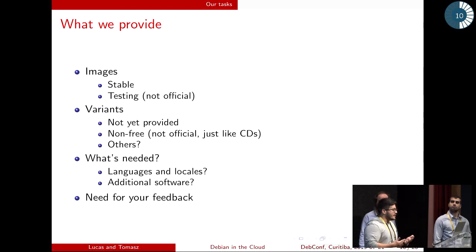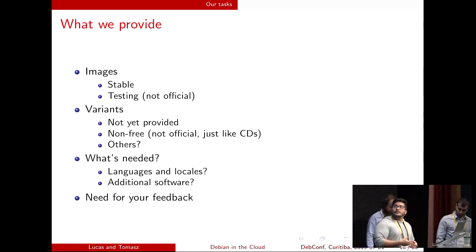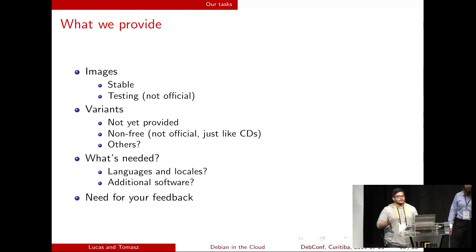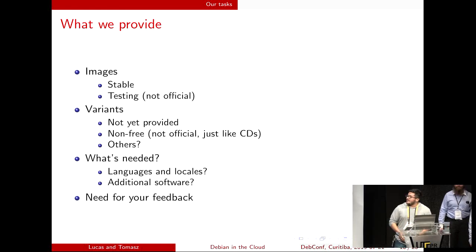And okay, so as I said, the main goal is to provide those stable Debian images for cloud providers. But we also want to test things before we release them. So we also provide some testing images that are not official, but they are available in some cloud providers. They are not available in the marketplaces, so you as a user will not be able to find those testing images in the marketplace. But if you check our wiki page, you will find some IDs and you'll be able to test them as well.